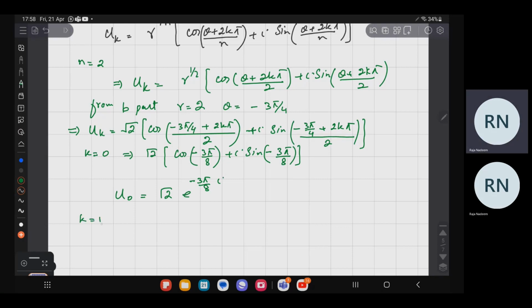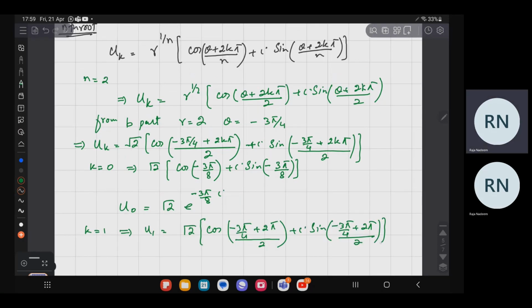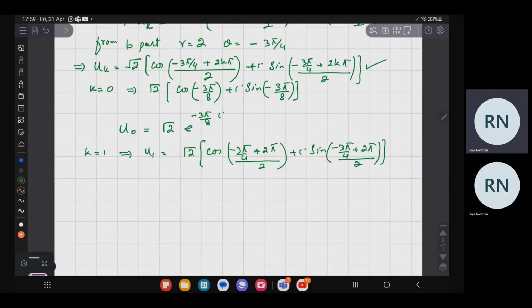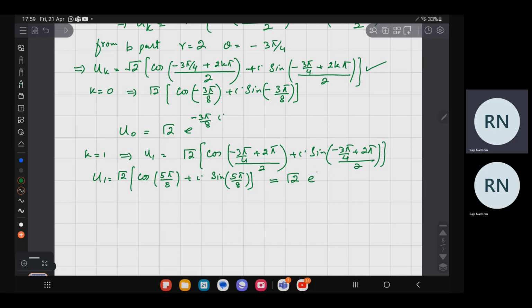When you take k equal to 1, we simply replace the value of k with 1. The next step is we need a little simplification. When you convert this into the form r e power iota theta, the value of theta is equal to 5 pi by 8. So these are the exact answers for this complex number. Thank you very much and see you in the next video.